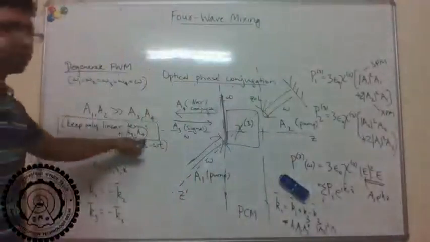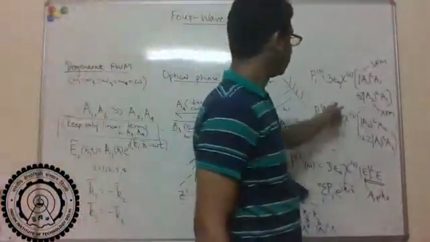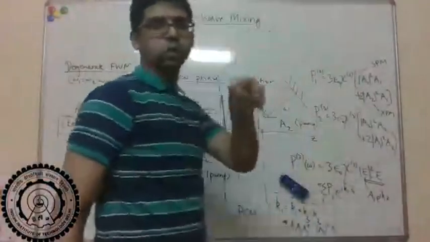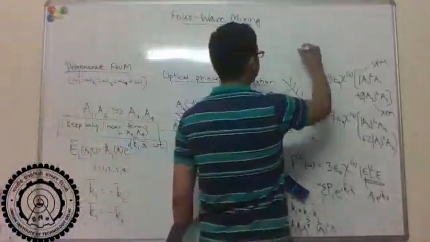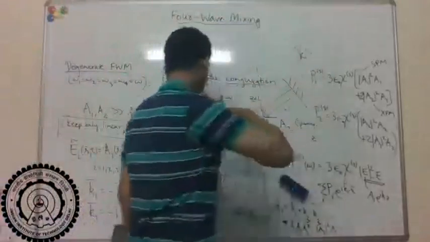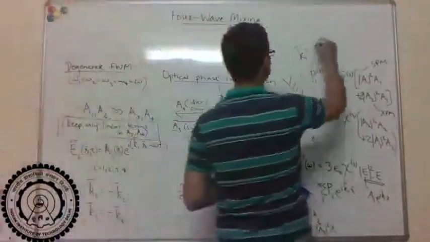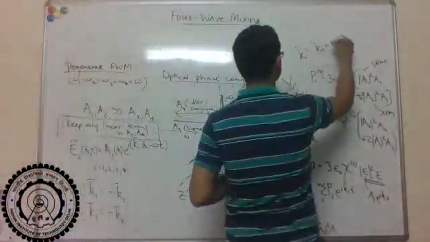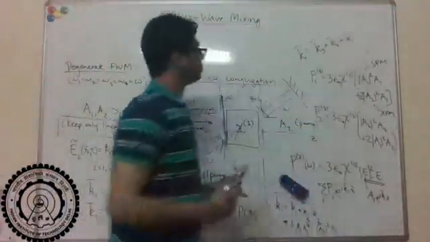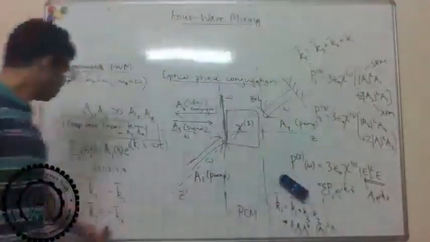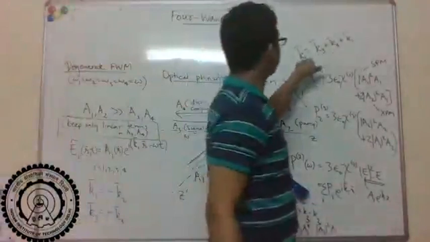We'll keep only the linear terms in A3, A4. Any other term that you want to write which has 3 or 4, you will see we'll have at least two A3 or A4. So for example, how can I get K1? I could get it as K3 plus K4 plus K1, right? Because K3 is equal to minus K4. So I could also get K1 like this.